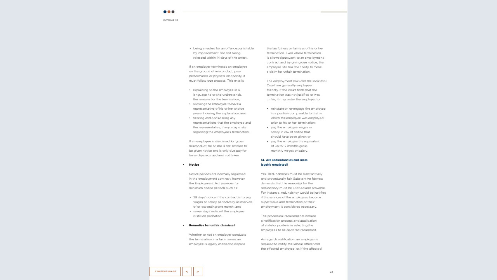So an employer terminates an employee on the ground of misconduct, poor performance, or physical incapability. It must follow due process. That is, this entails explaining to the employee in a language he or she understands the reasons for the termination, allowing the employee to have a representative of his or her choice present during the explanation, hearing and considering any representation that the employee and the representative, if any, may make regarding the termination.